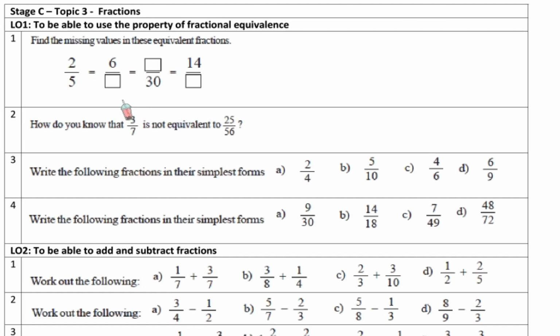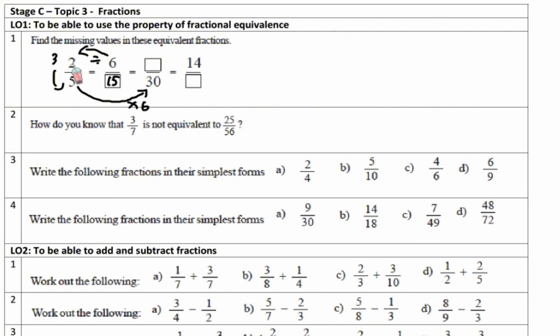Question 1. Find the missing values in these equivalent fractions. To find the missing values in these equivalent fractions, we can just take the number from after and divide it. So this would be 3 and multiply it with 5, which is 15. And we can also take 5, multiply it with 6 would equal to 30.